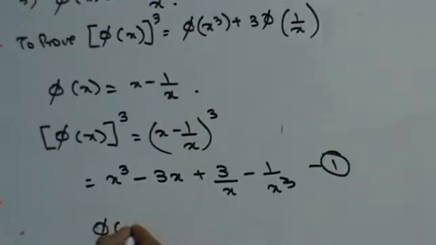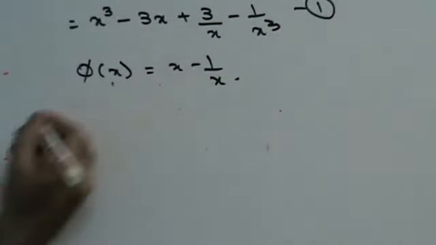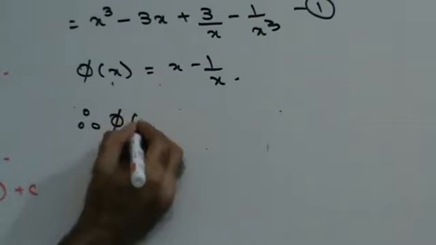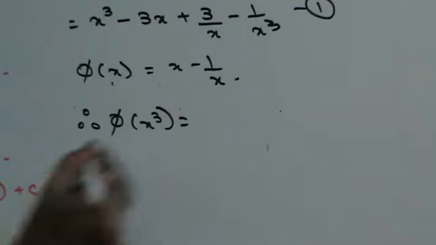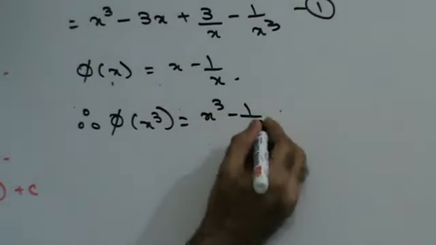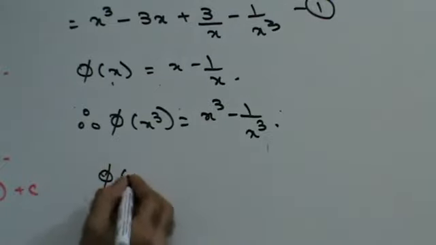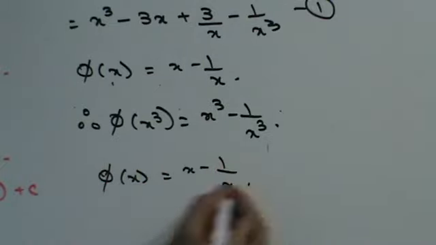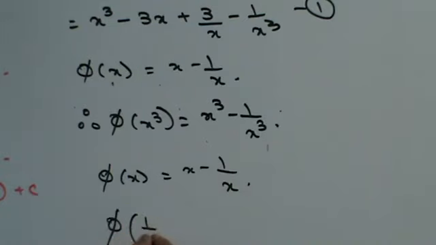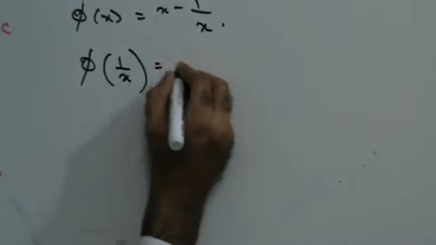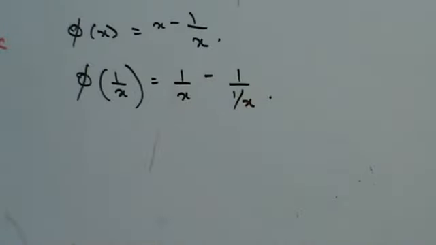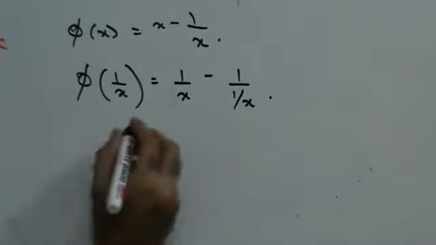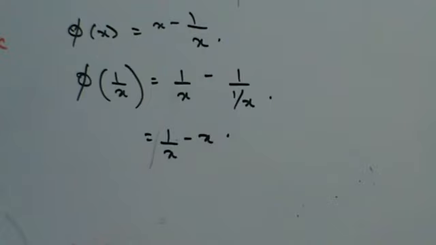Now phi of x is given to you as x minus 1 upon x. Therefore, what will be phi of x cube? Wherever there is x, substitute the value of x as x cube. So it will be x cube minus 1 upon x cube. Again, phi of x is x minus 1 upon x. So what will be phi of 1 upon x? Wherever there is x, substitute the value of x as 1 upon x. So this will become 1 upon x minus 1 upon x. Denominator of denominator becomes numerator. So this becomes 1 upon x minus x.